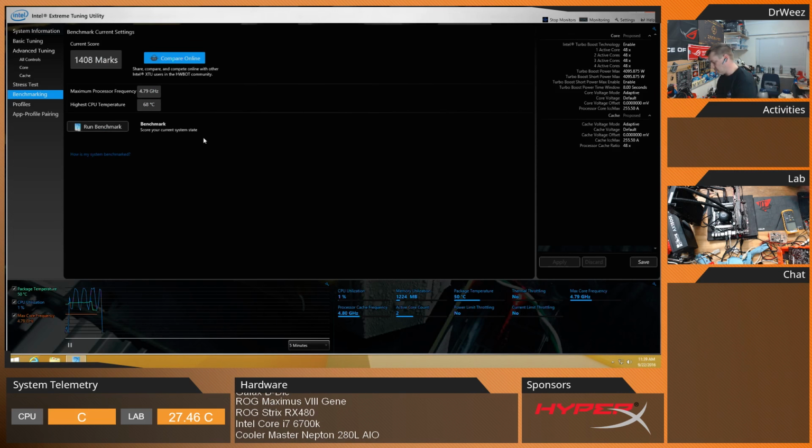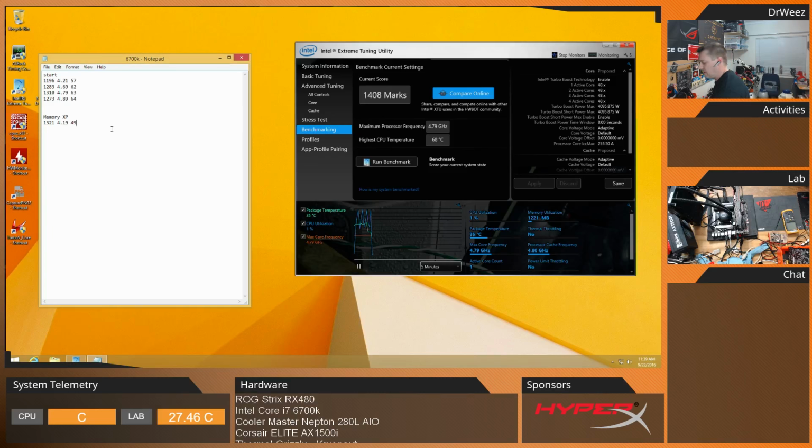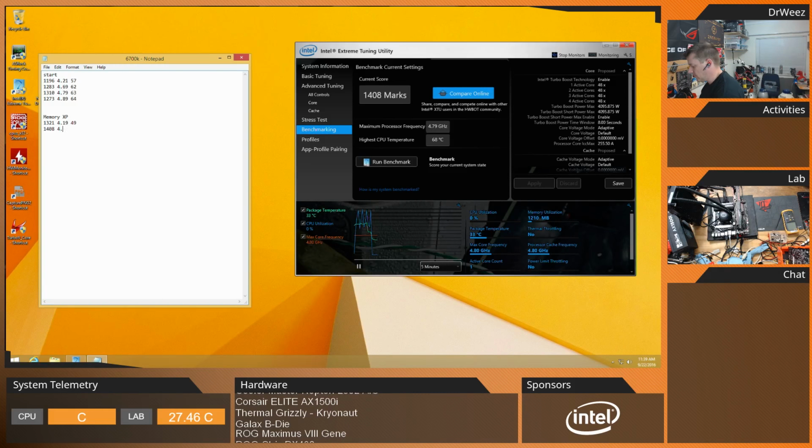Right, so there's our score. Our temperature is climbing. So we basically gained 60 points, and that's pretty good going. The current equivalent at 4.79 was 1310. We got 14.8, so 1408, and that was at 4.79, and our temperature got up to 68.